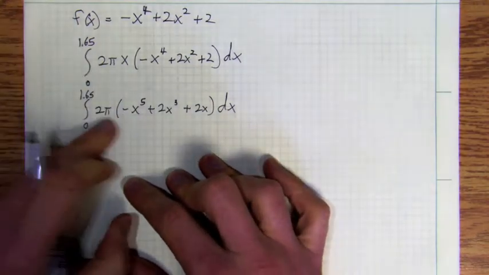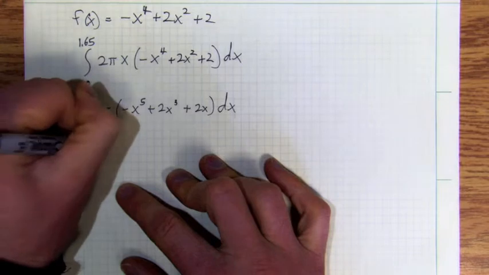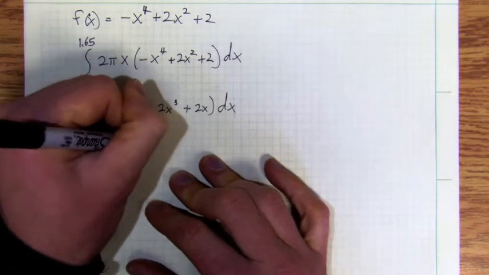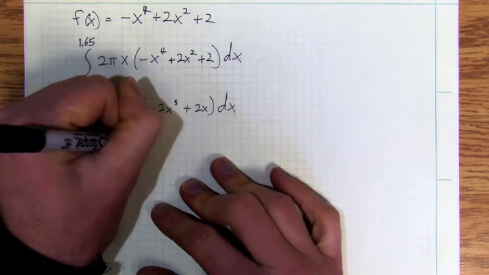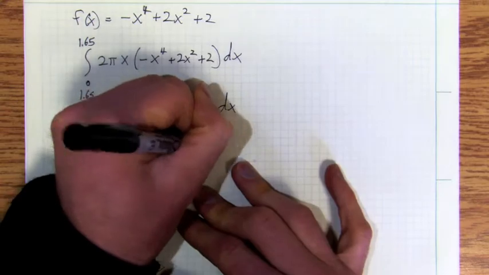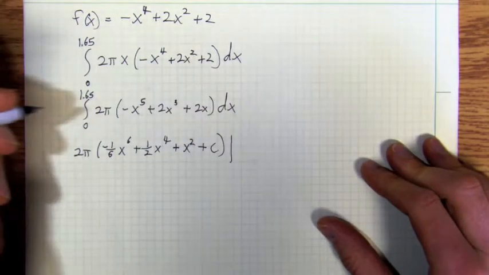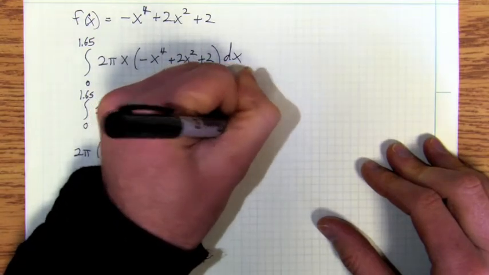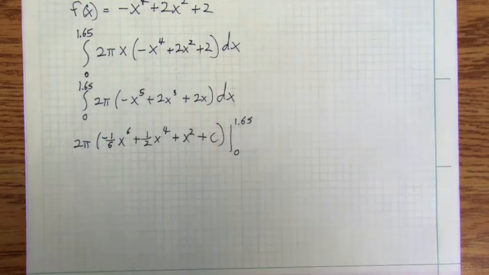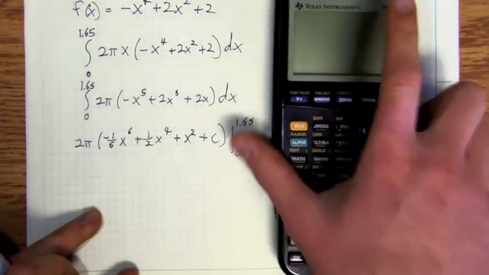That's a pretty easy integral. I take the 2 pi and get negative 1/6 x to the 6th plus 1/2 x to the fourth plus x squared plus c. Evaluate that at 1.65 and 0. I don't have to evaluate it at 0 because it's all just going to come out to be 0.